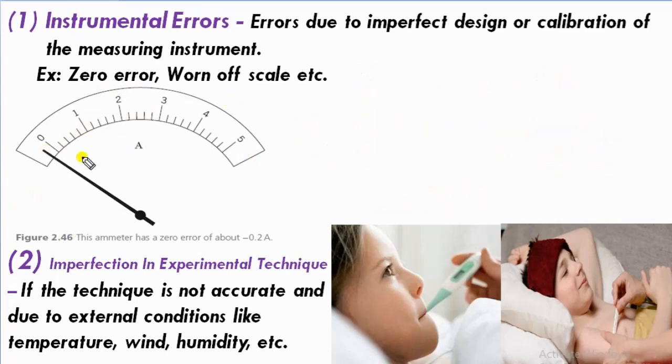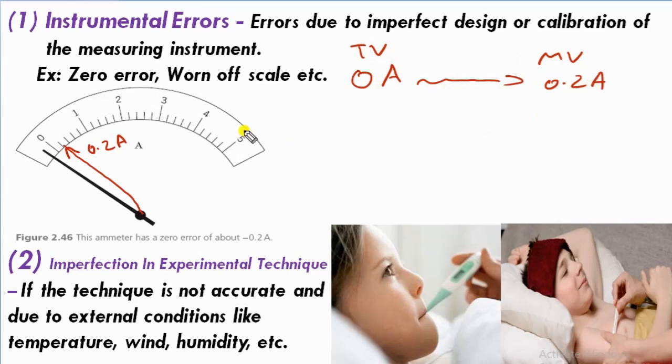Suppose instead of showing minus 0.2 ampere when not connected to an external circuit, this ammeter is showing a value of 0.2 ampere, that is plus 0.2 ampere. Okay, when not connected to an external circuit. So when the true value of current is 0 ampere, the measured value is 0.2 ampere this time. So if I am getting a reading of 100.2 ampere, then the true value must be 100 ampere, because this ammeter has a positive zero error, the magnitude of which is 0.2 ampere.